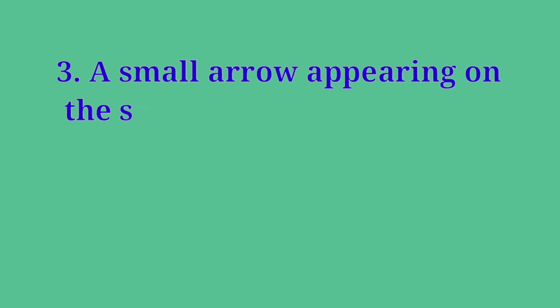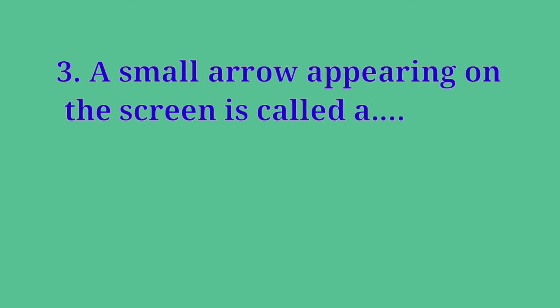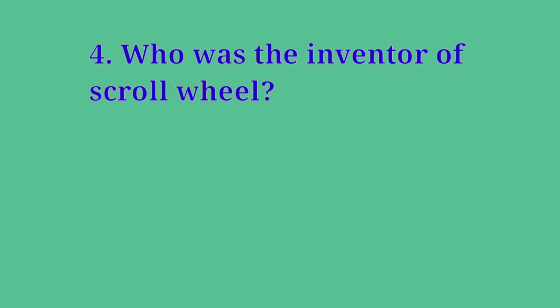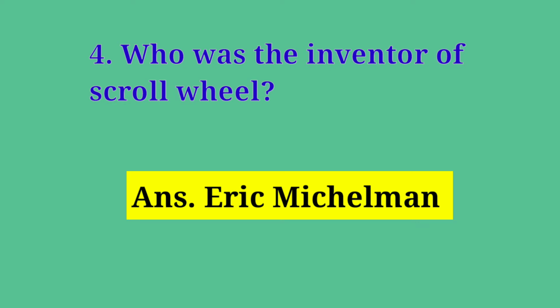Question number 3. A small arrow appearing on the screen is called a mouse pointer. Question number 4. Who was the inventor of scroll wheel? Eric Michael Mann was the inventor of scroll wheel.